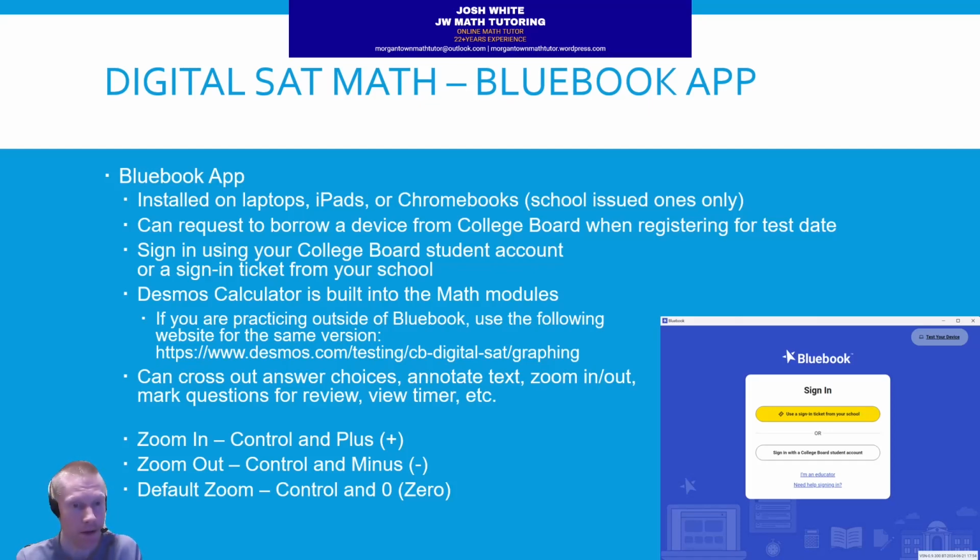Now, inside the Bluebook app, as you're going through and completing a test, you can cross out or eliminate some of the answer choices as you're working on a problem. You can also annotate text. That doesn't really apply so much to the math section, but more for reading and writing. You can zoom in and zoom out, and I have the controls down there, at least on a Windows PC, on how to do that. You can also mark or flag questions for review to come back to. There's also a countdown timer, which shows you how much time you have left. And also, I have the instructions on the screen here on how to go back to a default zoom.